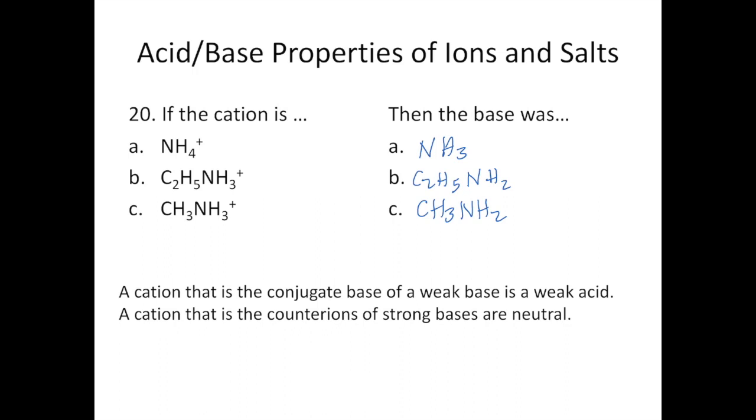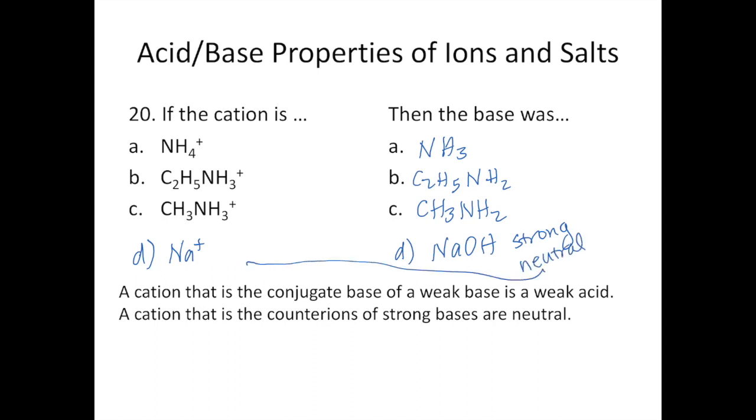Okay, so these guys all came from weak bases. If you had, let's say, sodium, that would have come from sodium hydroxide, which is strong. So this one would be your pH neutral. The rest of these are weak acids because the bases were weak bases. Same idea.